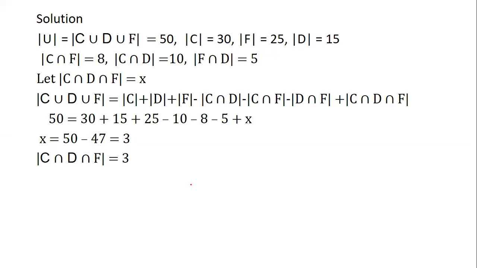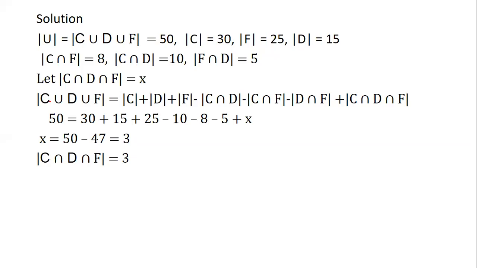Then you have N of C, communication skills alone, is 30. N of F is 25, and that of D is 15. We have N of C inter F, which is 8. Then we have N of C inter D, which is 10. N of F inter D, which is 5. But we are asked to find those who registered for all the 3 courses. We don't know that, so we can represent it by x. But since we know the cardinality of the union of the 3 sets, you can just substitute them into that formula.